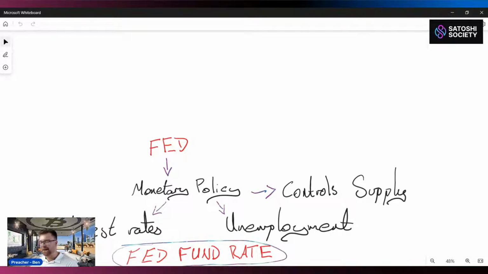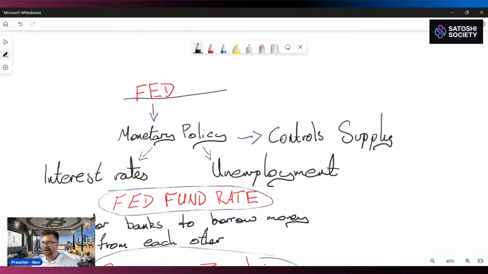Not financial advice. Anyway, so look, we have the Fed, and we all know about the Fed, right? Okay, here we go. So we have the Fed. Their sole job is to monitor monetary policy. And they do that through controlling the supply. So monetary policy, they're controlling the supply. They do this through two different ways, guys. One is they control interest rates, and also they need to control unemployment. This might sound weird because it's the Fed, like, what is the Fed doing controlling unemployment? But anyway, it's all to make sure the economy works smoothly.